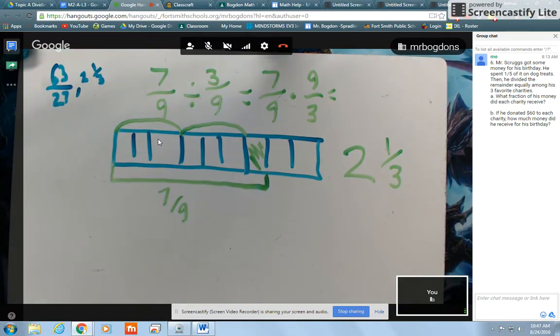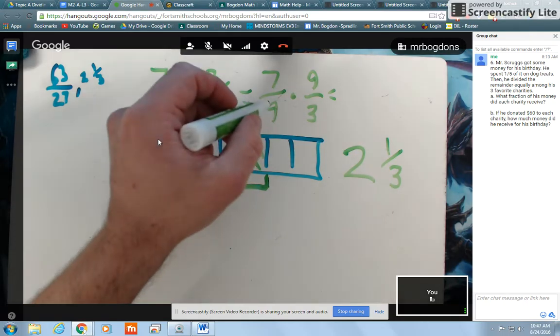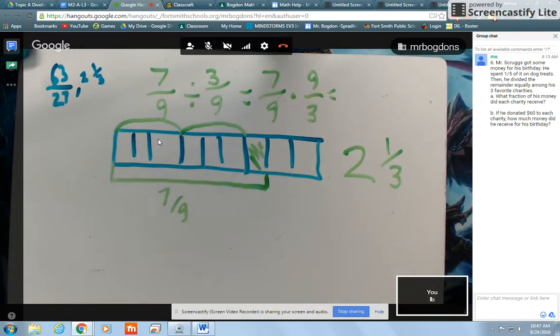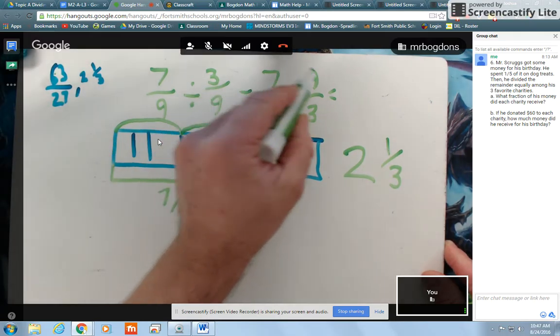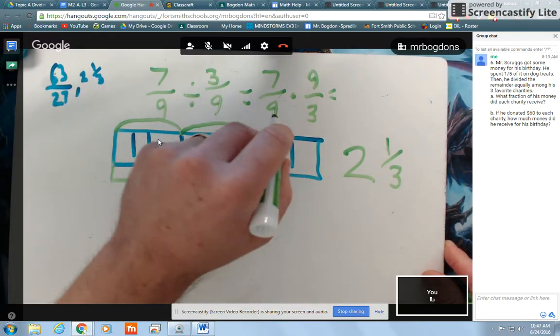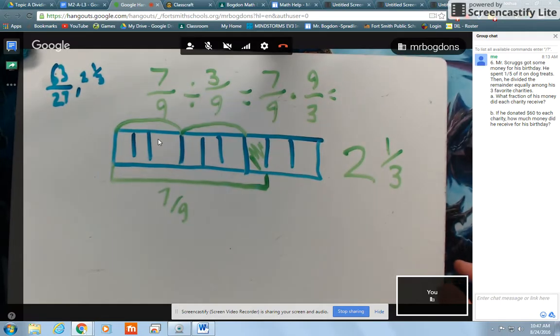Okay, so keep, change, flip is the right thing. Now I could use what I know about math to make this multiplication problem a lot easier. I could do what y'all had done correctly and write this as 63/27 because 7 times 9 is 63, 9 times 3 is 27. But let's go ahead and make life easy on ourselves.